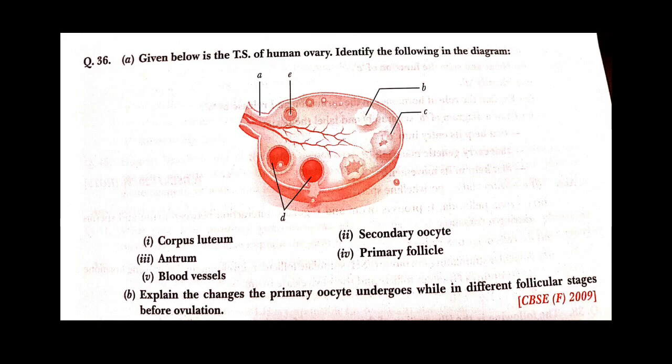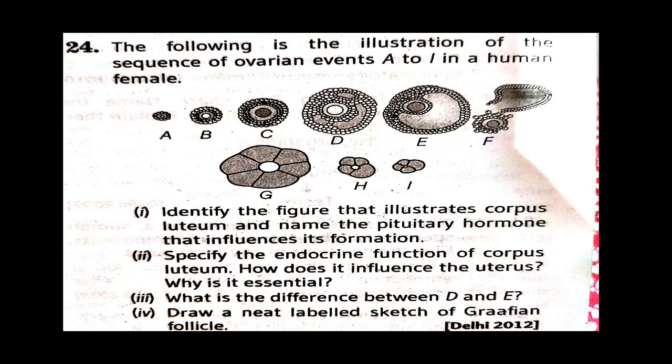Third, a secondary follicle gets transformed into a tertiary follicle. Then fourth, the primary oocyte undergoes the first meiotic division, and then fifth, the tertiary follicle further changes, and then sixth, the secondary oocyte. Okay, now next is the following illustration of the sequence of ovarian events A to I in the human female.